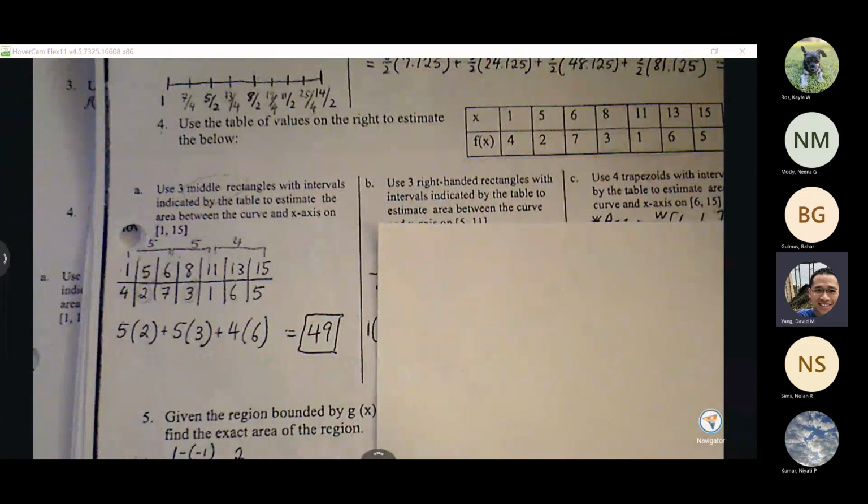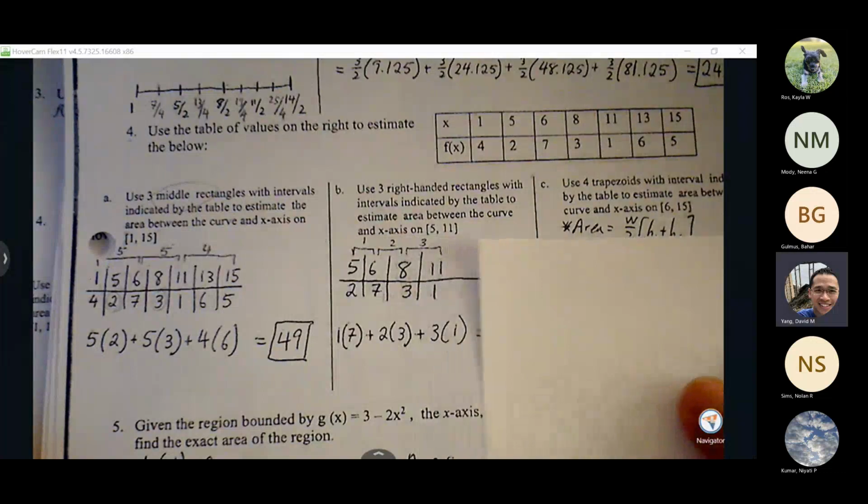So typically, I think table of values is relatively easy, but I see just a wide range of misinterpretations that can go on. So I understand all that. I'm trying to recall all the ones that I've seen over the years in hopes that you will be able to avoid them. Okay. All right, part B, 3 right-handed rectangles from 5 to 11.